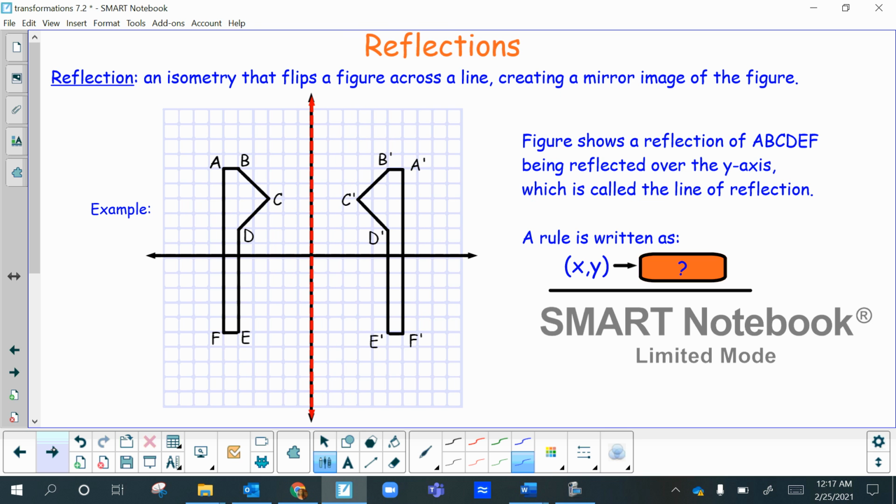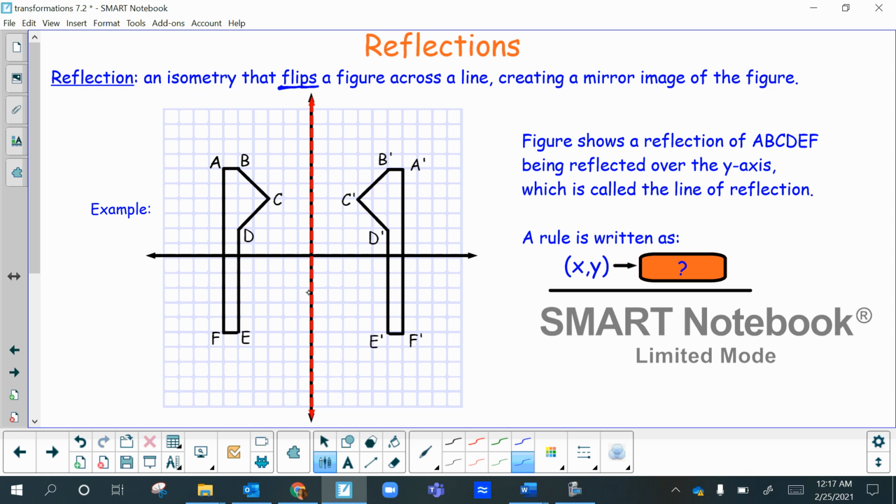Let's go to the last type of transformation, and that's a reflection. This is an isometry that flips the figure across a line, okay, creating a mirror image. So here we have this figure on the left, and here's our image over here on the right. So this is the mirror image, so it's reflecting over the y-axis, okay?